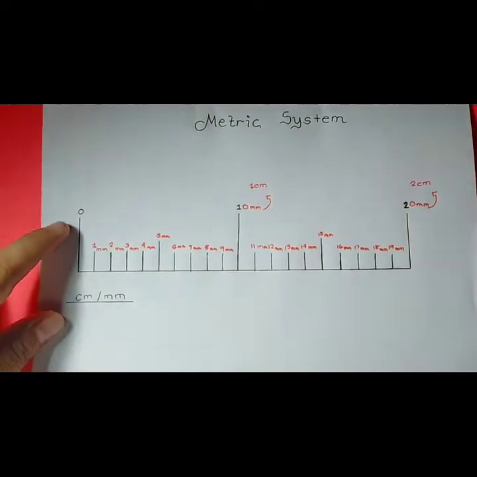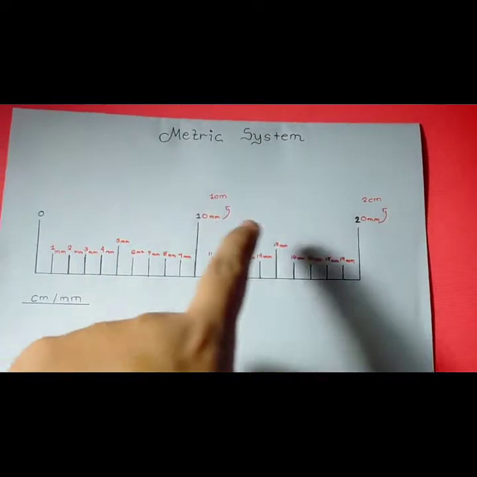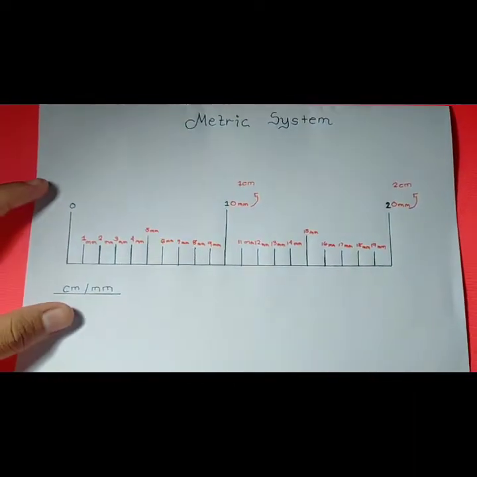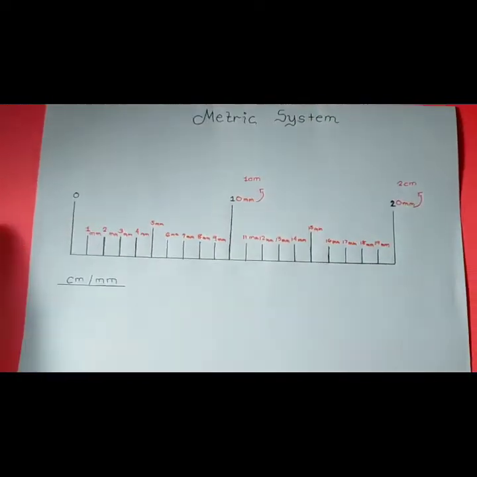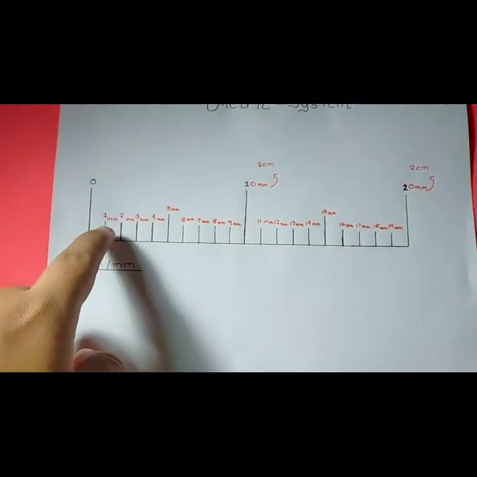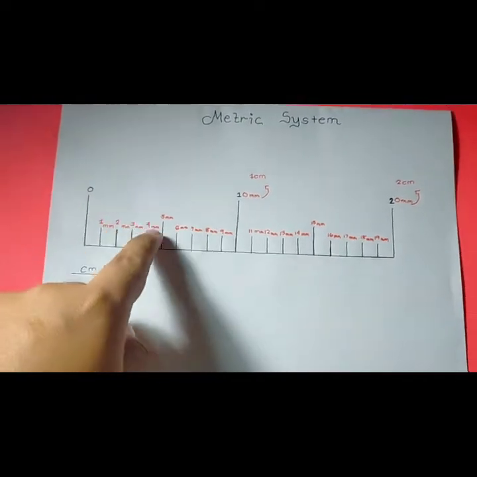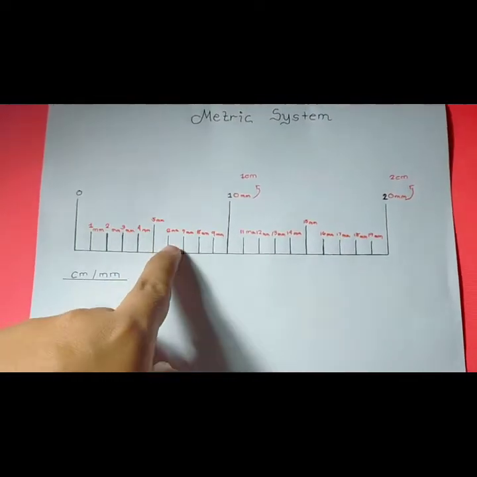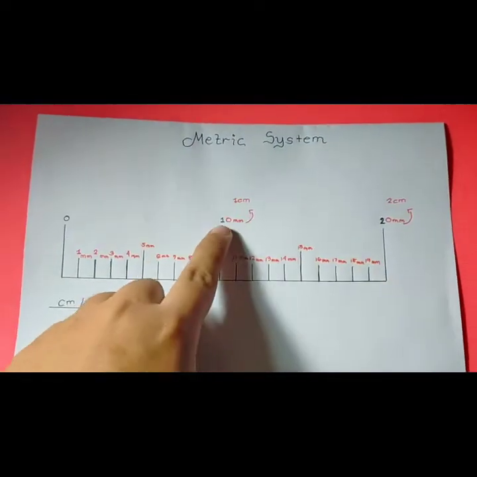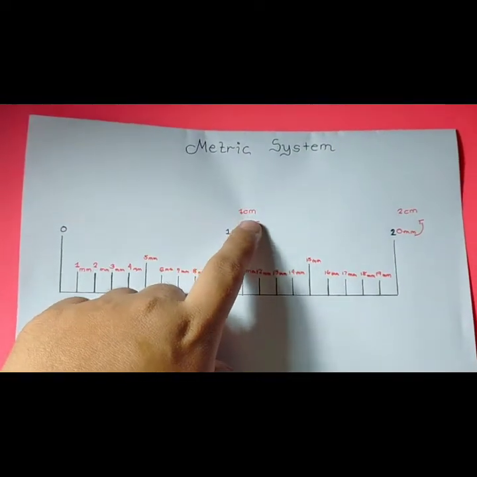So first, let's start with the 0. This is our whole numbers, the 0, 1, and the 2. So first, let's start to count these lines here. So first is 0, 1 millimeter, that is a millimeter. So 1 millimeter, 2 millimeter, 3 millimeter, 4 millimeter, 5, 6, 7, 8, 9, 10 millimeter. So 10 millimeter is equivalent to 1 centimeter.